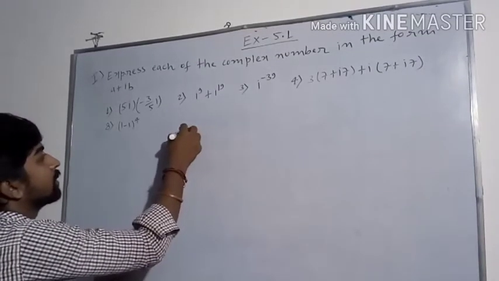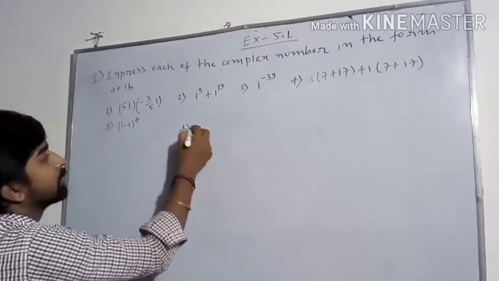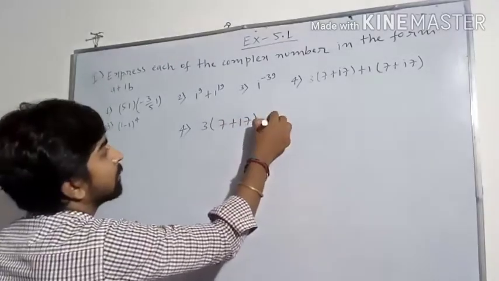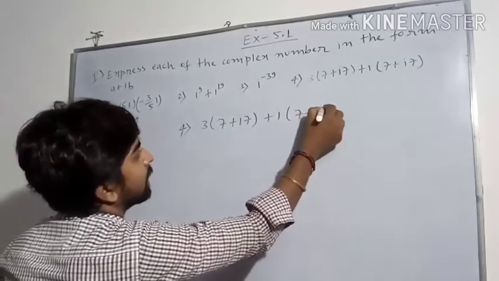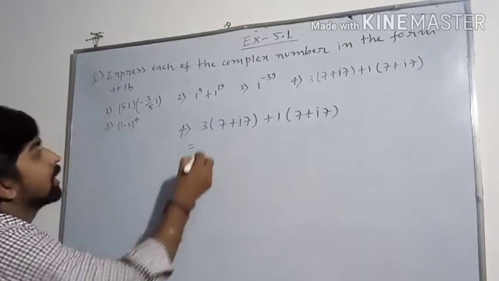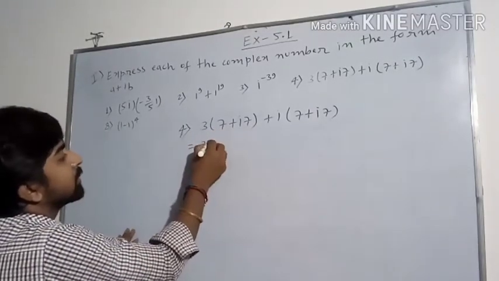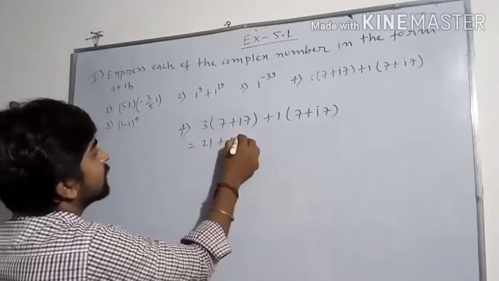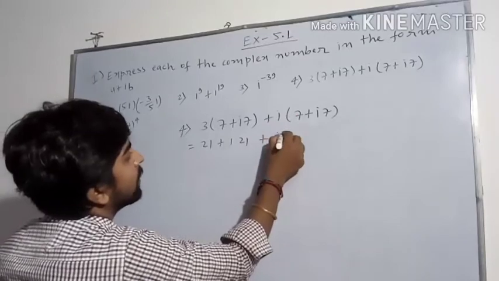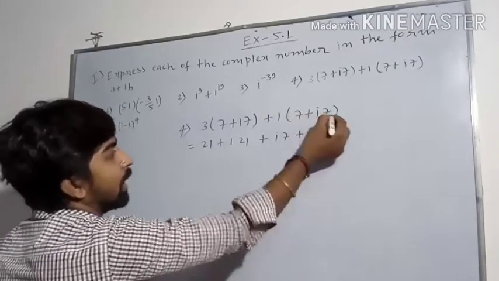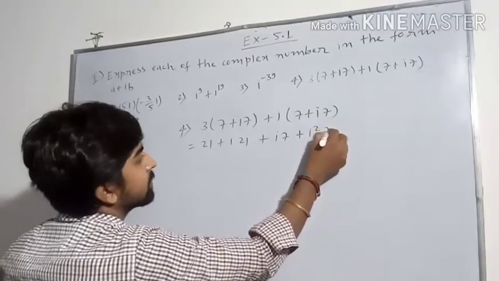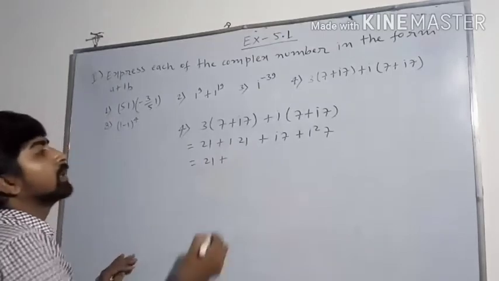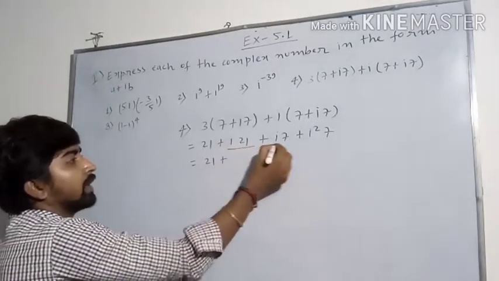Question number 4. 3 into 7 plus I7 plus I into 7 plus I7. Now 3 into 7, 21, plus I 7 3 ja 21, plus I into 7 plus I into I7 equals I square 7. 21 plus, students, this is I21 and this is I7.